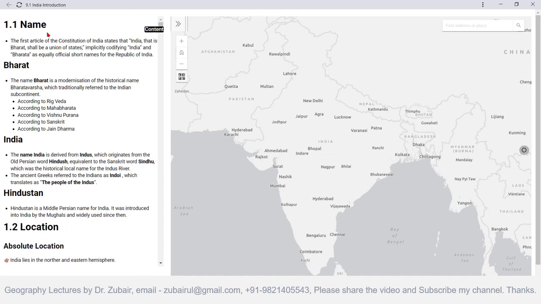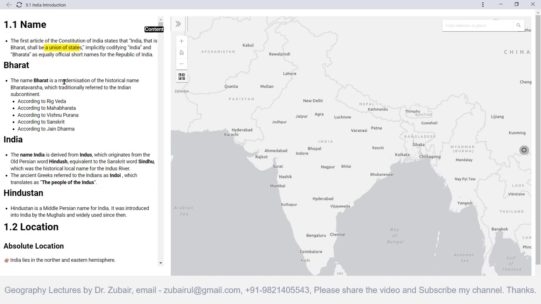So first of all, we will discuss the names. The first article of the Constitution states that India, that is Bharat, shall be the Union of States. So what does it mean? It means there are two official names, India and Bharat.